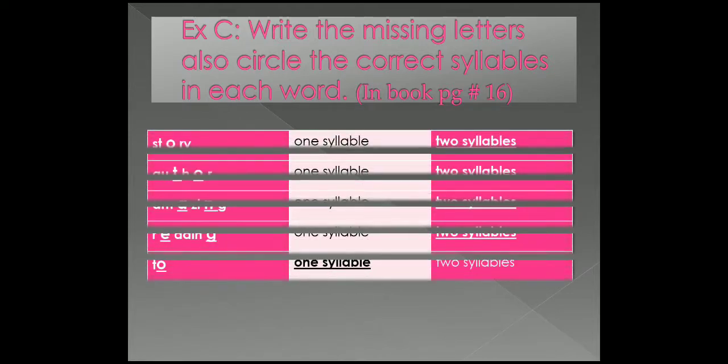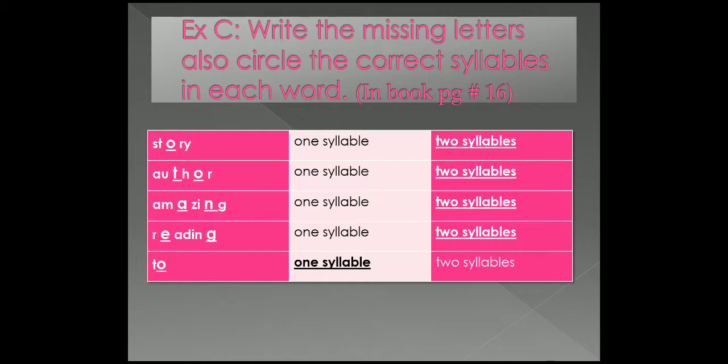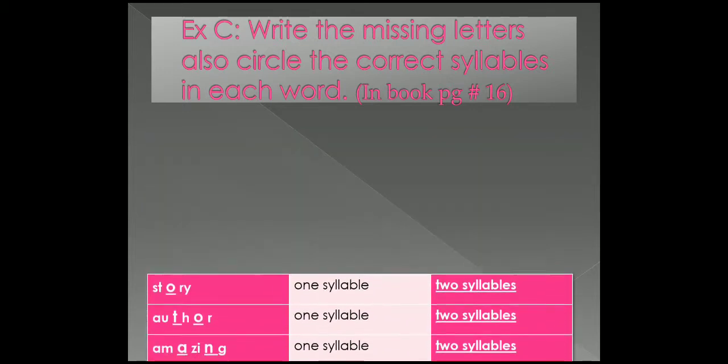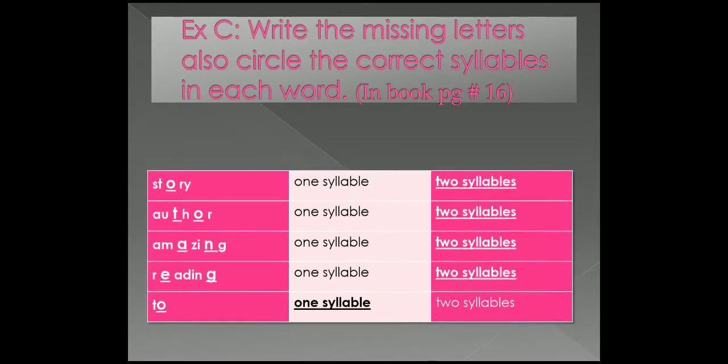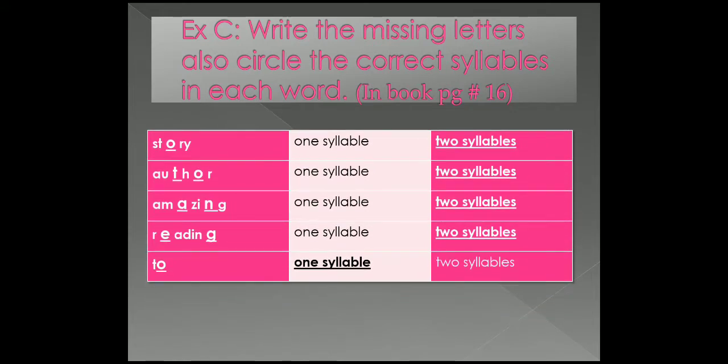These are the words: story, author, amazing, reading, two. Story is a two syllable word. Author, again two syllables. Amazing, two sounds are coming. Reading, two. So two is the only word which has one syllable. Story, author, amazing, reading, two.